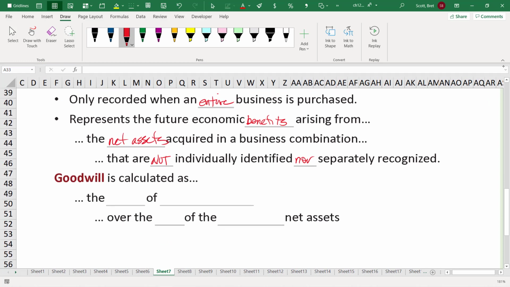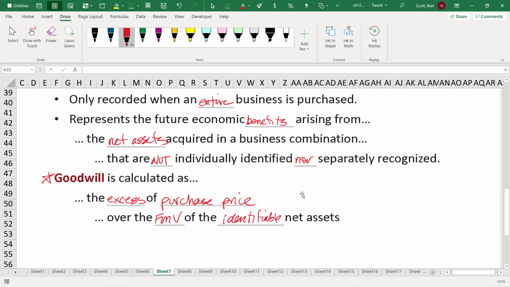So in this case, the calculation of goodwill, in general, the definition that you want to pay close attention to is the excess of the purchase price of the company over the fair market value of the identifiable net assets. And we're going to go through some of those examples next.